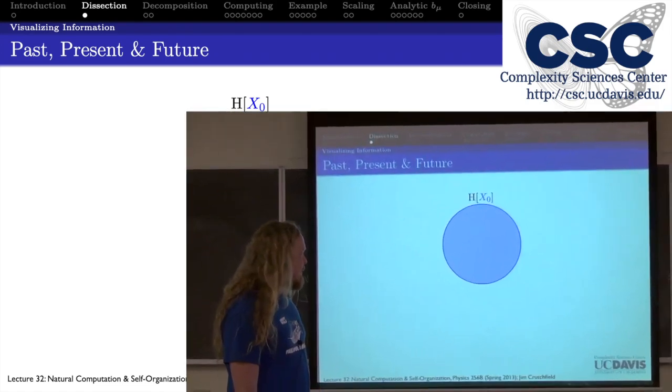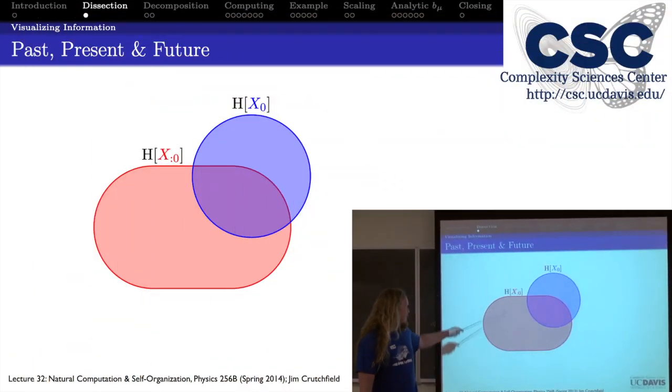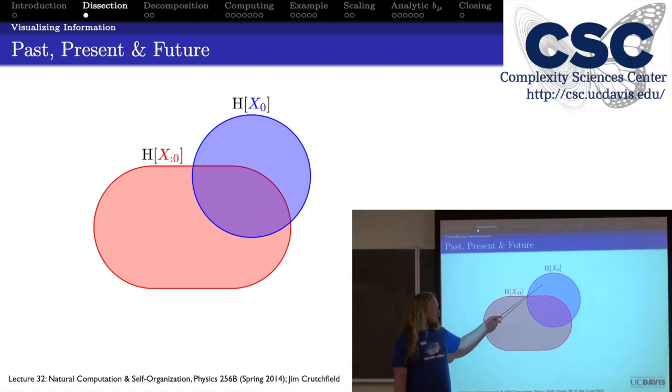So here we have the information contained in the present. And we can throw the past on this diagram. Here we go, the entropy of the past. There's some information that the past and the present share. That's this overlap piece, the mutual information. There's some information that's only in the past, and some information that's only in the present.